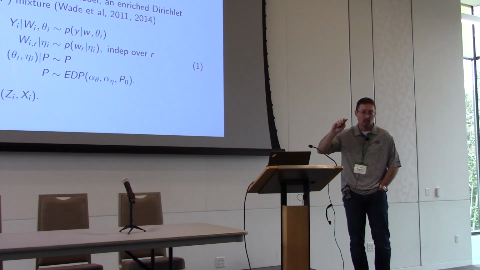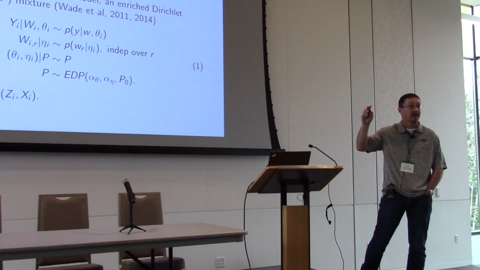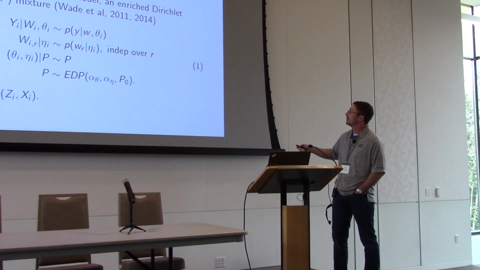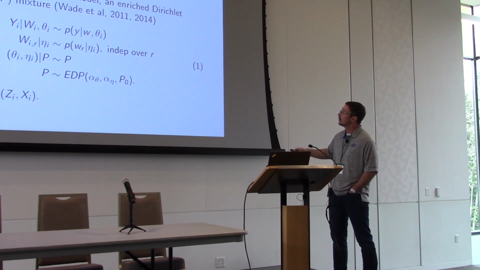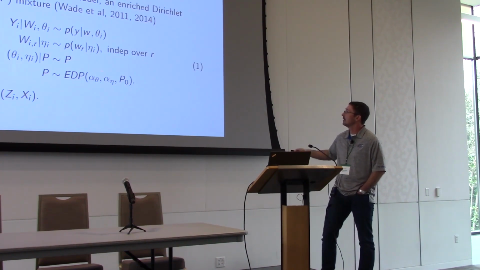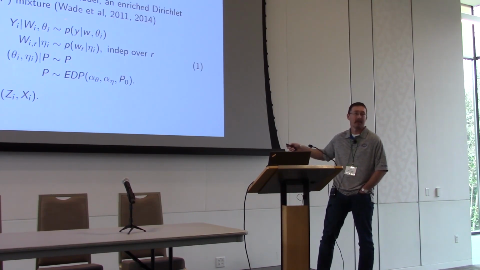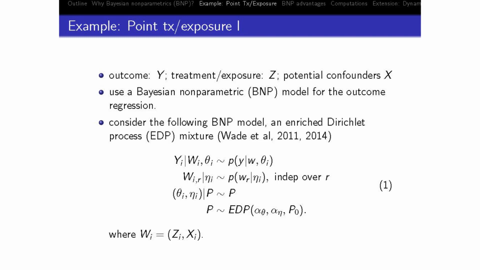Thinking of where this ends up going, it's like a latent class sort of model. And then there's a distribution on the parameters of the outcome regression, and there's a distribution on the parameters of the confounders. And then this follows this enriched Dirichlet process, where this is a base measure, which is typically just conjugate priors for these. And then there are two precision parameters that help determine how much you want to complicate whatever you started out with here, and how much you want to complicate how you started out with here.